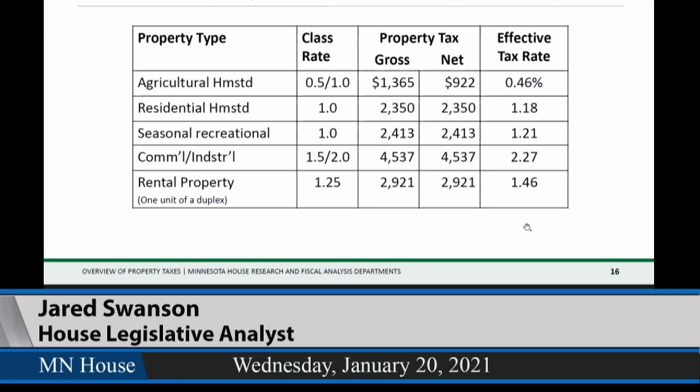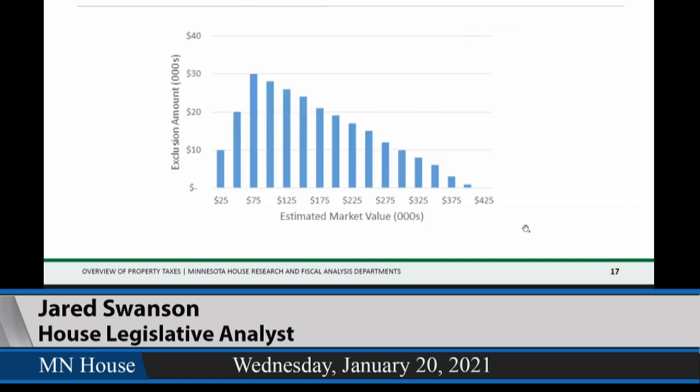So you can see property types like agricultural homesteads or residential homesteads have lower rates, and as a result, they tend to have lower taxes. Properties like commercial industrial properties or apartments, like the rental properties, tend to have higher rates, and as a result, bear a higher share of the overall burden. Next slide.